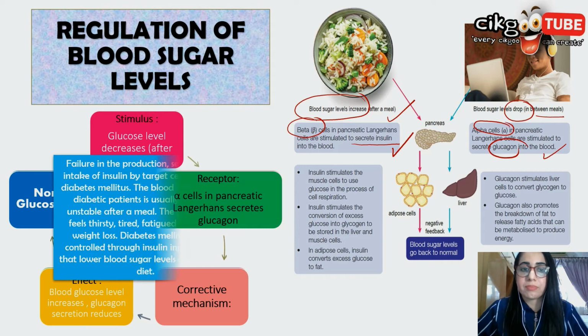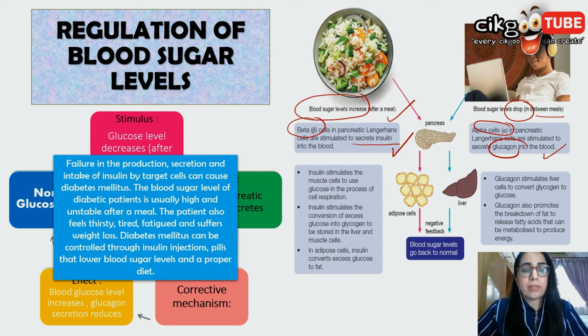Now, failure in the production or secretion of insulin, or in its uptake by target cells, can cause diabetes mellitus. The blood sugar level of a diabetic patient is usually high and unstable after a meal. The patient also feels thirsty, tired, fatigued, and suffers weight loss. Diabetes mellitus can be controlled by insulin injection, pills that lower the blood sugar level, and a proper diet.